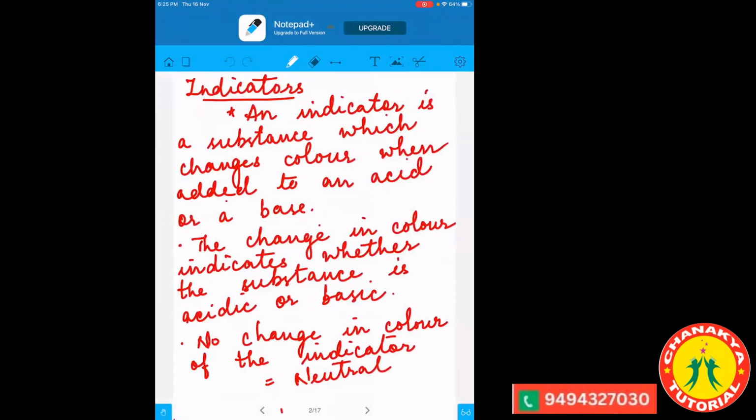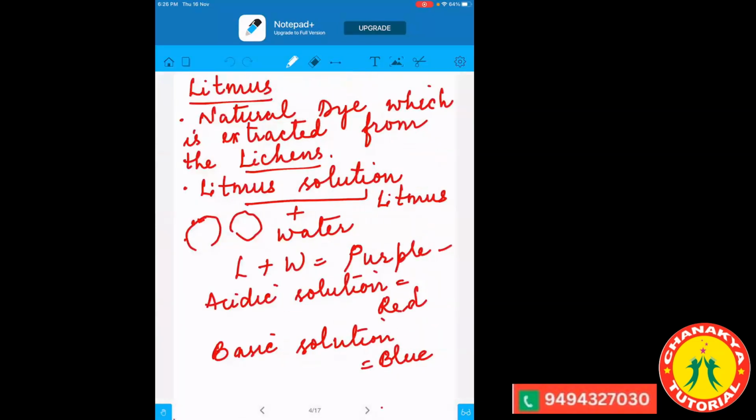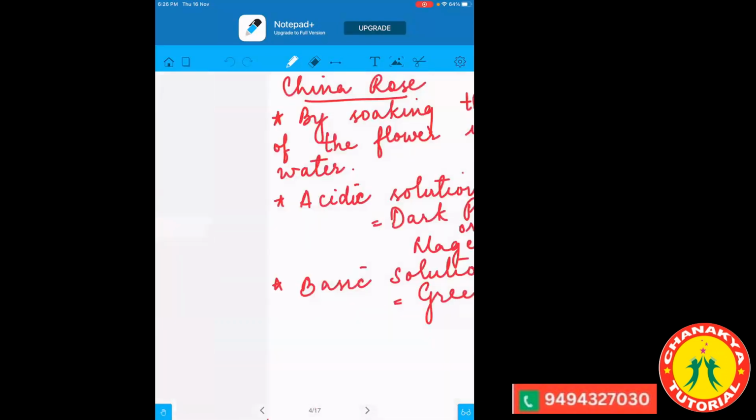Indicators are substances which change color when added to an acid or base. If there is no change in color, then it is neutral in nature. There are two types, natural and synthetic. Natural: China rose, turmeric, red cabbage, litmus. Synthetic: phenolphthalein, methyl orange. Litmus is obtained from lichens; we extract it from them. In the neutral case, it will be purple in color, in acidic it will be red, and in basic it will be blue.